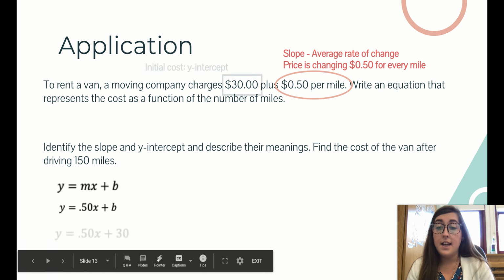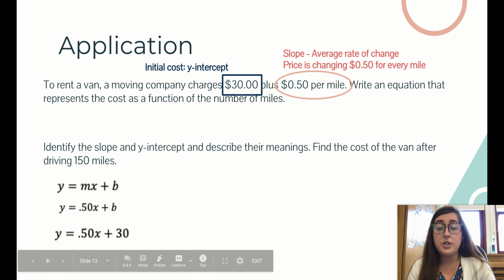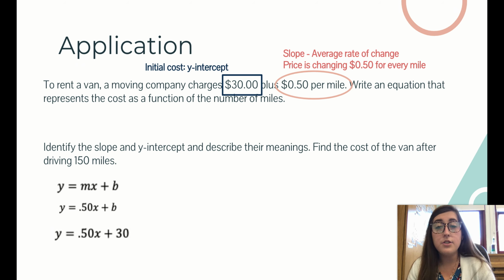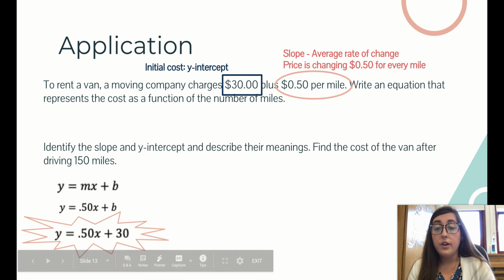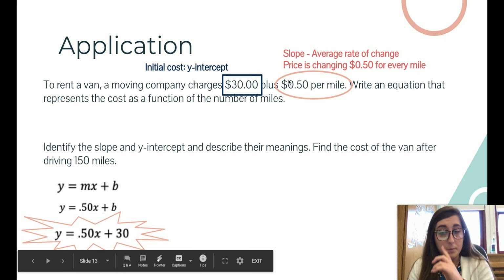Now we need our y-intercept, which is $30. So that's your initial cost. So without even moving the van, just renting it alone, it's going to cost you $30. So that's your initial cost. Now you have your y-intercept and you have your slope, so you have your equation for this situation: y equals 0.5x plus 30.